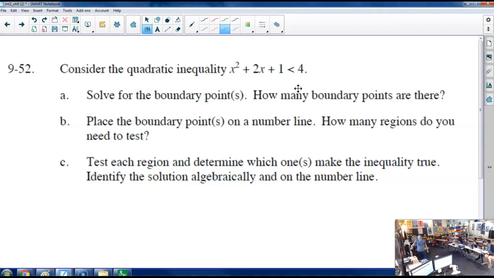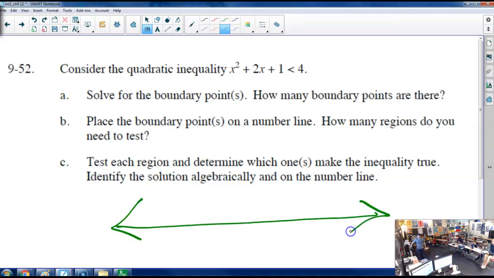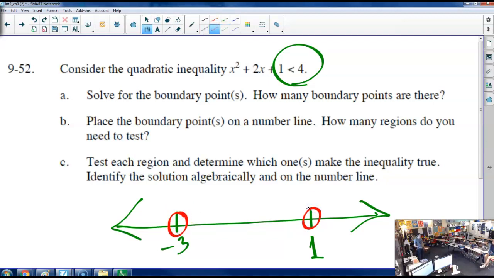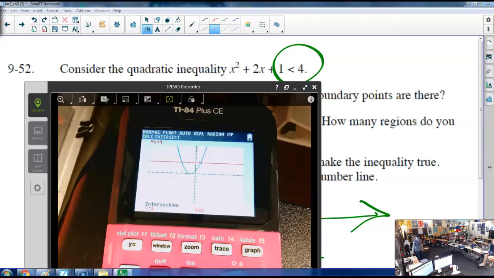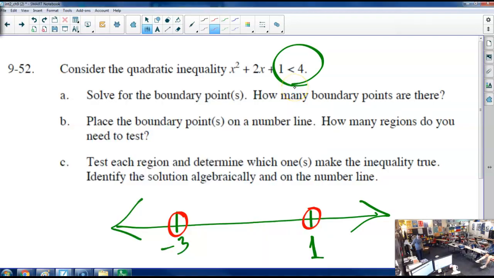So we're going to graph our boundary points of -3 and 1. Now if we want less than 4, will those boundary points be included or not? Not included because it's less than. If it's not included, you do not shade it in. Now, do I want outside of those points or inside of those points? Inside of those points, right? So we're going to shade right here. And this is when y is less than 4.